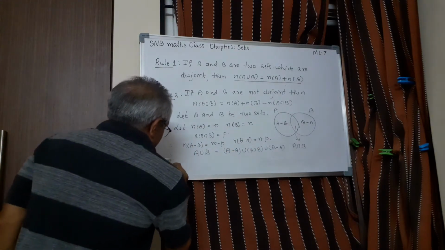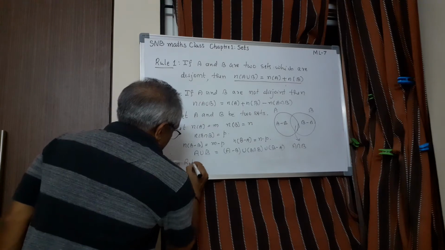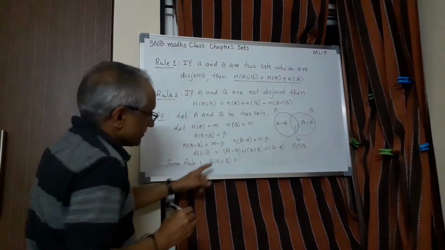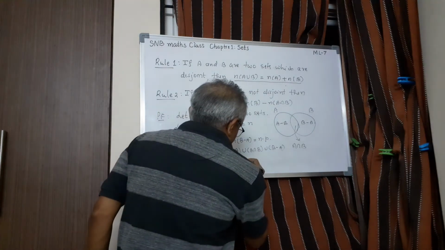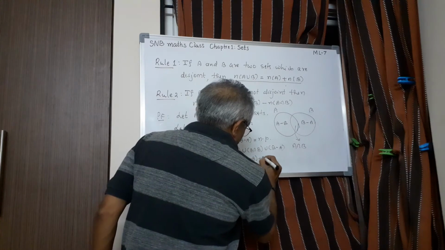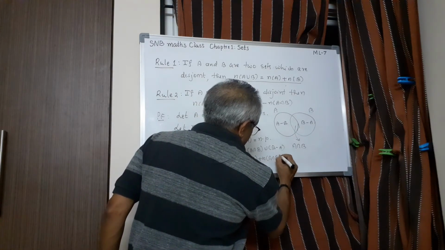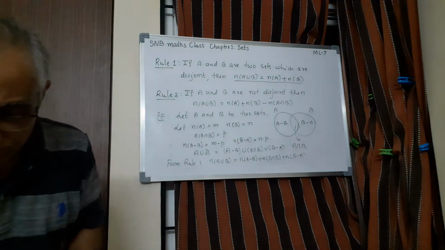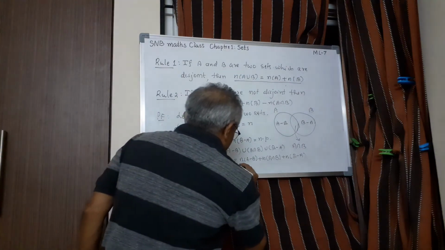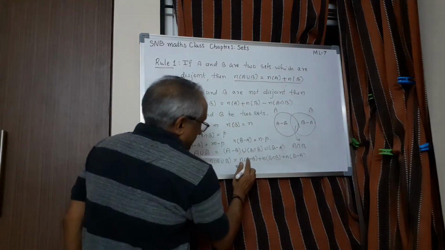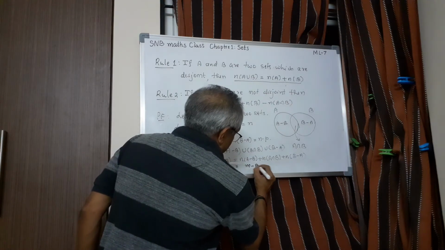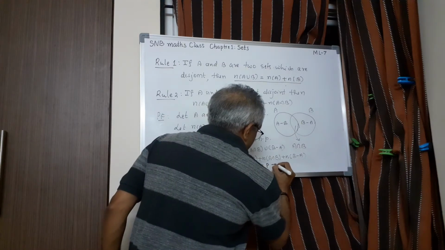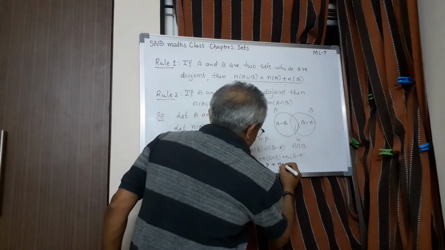Now from rule 1, the number of A union B will be equal to, because they are all disjoint, the number of A minus B plus the number of A intersection B plus the number of B minus A. Now substitute the values and you get the formula. The number of A minus B is M minus P, similarly this is P, and this is N minus P.